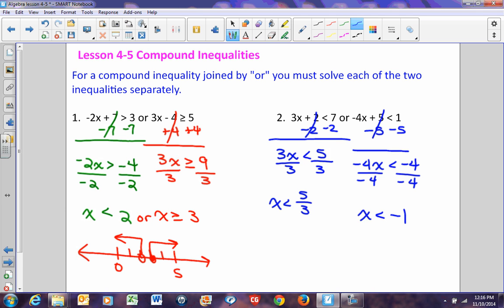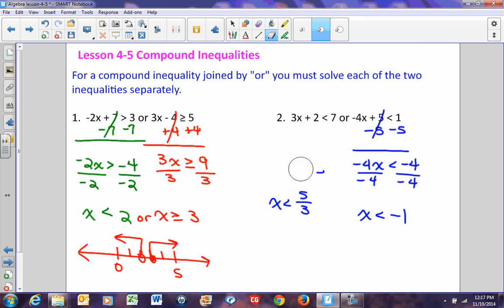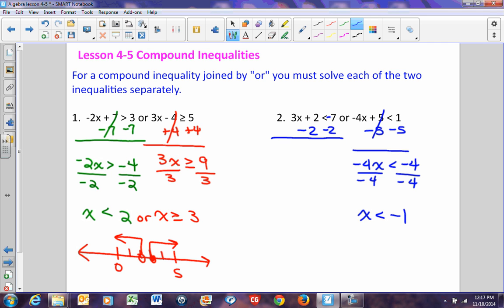Okay, I have a mistake in this problem. Let's go back and erase this. This first one here has a typographical error. Second one is fine. This should be a negative sign in front of my 7. Wrong problem. There we go. Now 3x plus 2 is less than negative 7. That would be much better. Same process. I'm going to subtract 2, subtract 2. I will have 3x is less than negative 9. Divide by 3, divide by 3. X is less than negative 3.